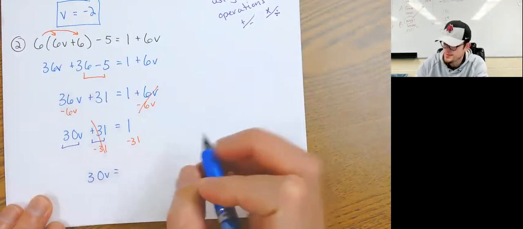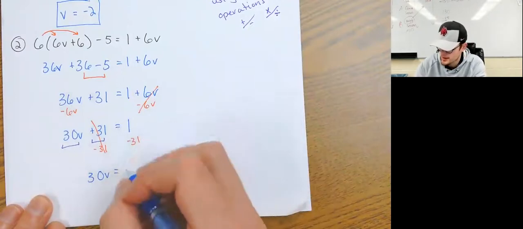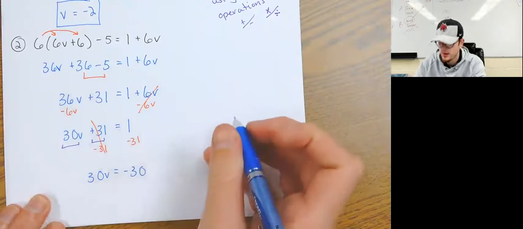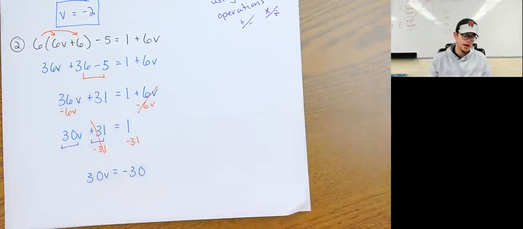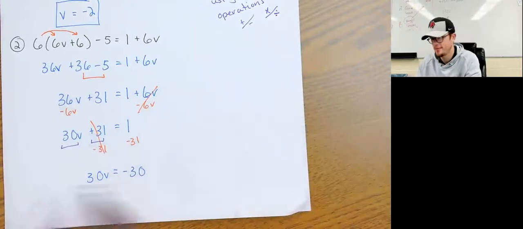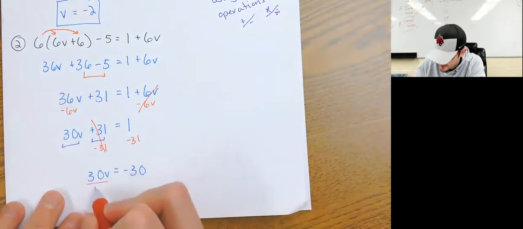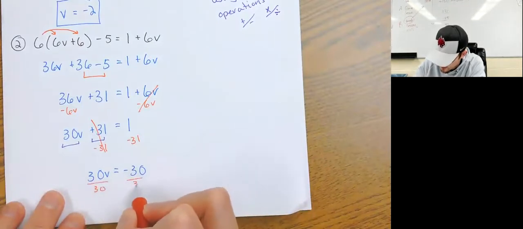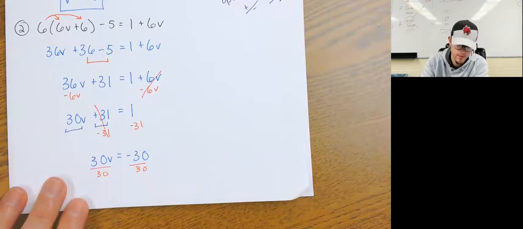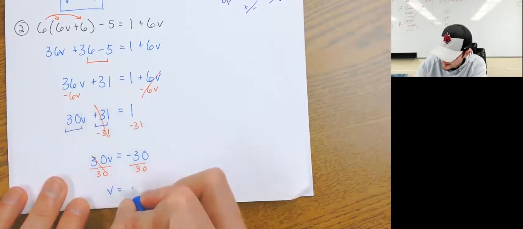All right, and now I get 30v equals 1 minus 31 is negative 30. Now we're to the last step. How do I get rid of multiplication? With division. All right, and that cancels out. So now I am left with v equals negative 1.